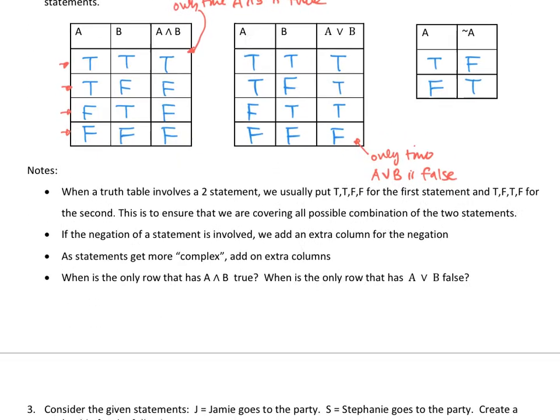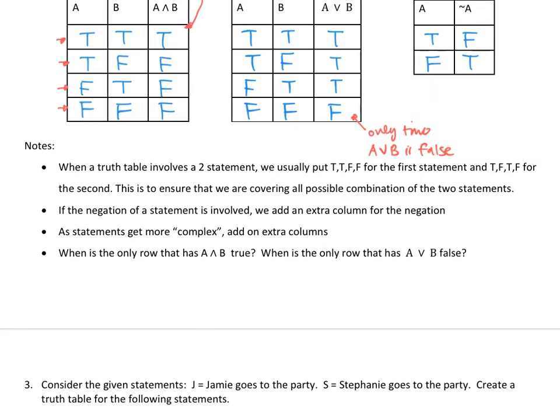All right, some remarks here. When a truth table involves two statements, we usually put TTFF for the first column and TFTF for the second column, so that we cover all possible combinations, right? If the negation of a statement is involved, sometimes we add an extra column. When a statement gets more complex, we can add extra columns. We only have 3 columns here, but later we're going to add more columns when things get more complicated.